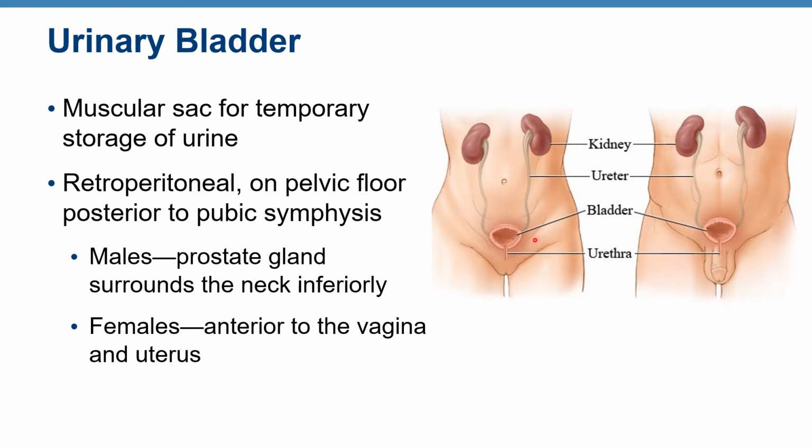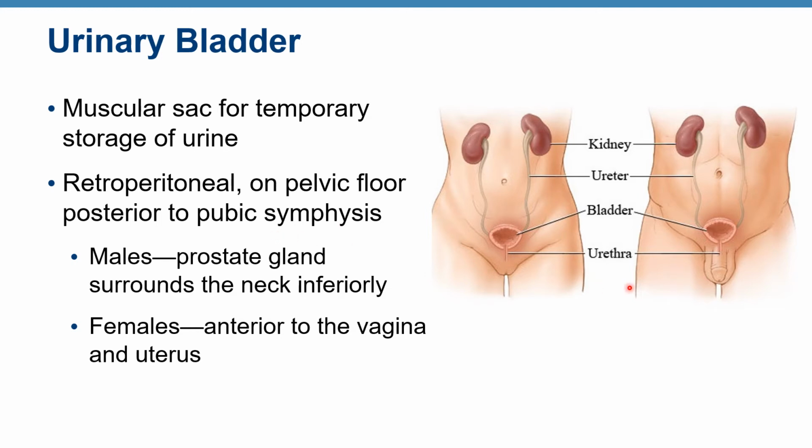Urinary bladder. Urinary bladder is a muscular sac for temporary storage of urine. The same as kidneys, the same as ureter, urinary bladder is retroperitoneal. It's located on pelvic floor, posterior to pubic symphysis, and pubic symphysis is the fusion of two hip bones. So we have right and left os coxa bones or hip bones, and they join in this region by a special cartilaginous joint called pubic symphysis.